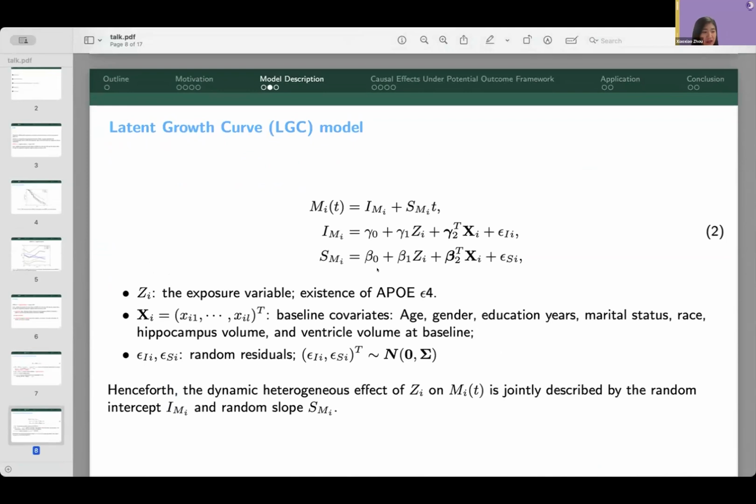As I mentioned earlier, the cognitive impairment progression is longitudinal data, and it usually deteriorates over time, so we want to model its trajectory. Thus, we use a latent growth curve. It is described like this, where I is a random intercept and S is a random slope. We model the intercept and the slope in a linear regression, regressed on the exposure variable, which in our study is the existence of APOE epsilon-4. We also include some baseline covariates like age, gender, and so on. Hence, the dynamic heterogeneous effect of the treatment on the mediator is jointly described by the random intercept and the random slope.